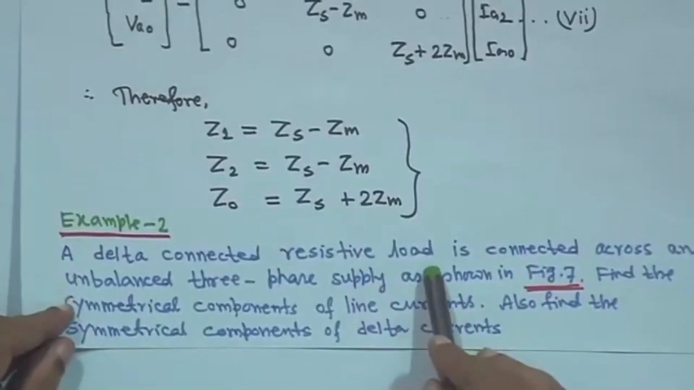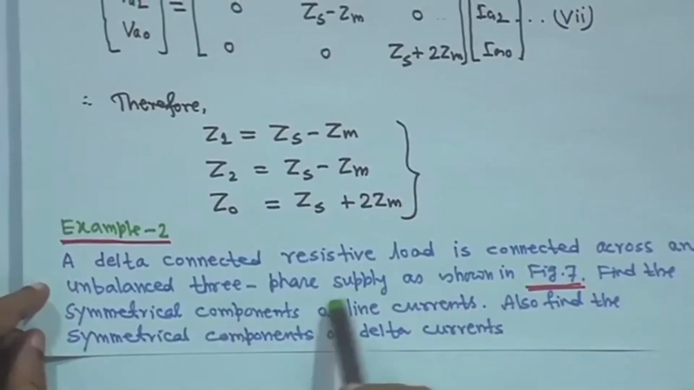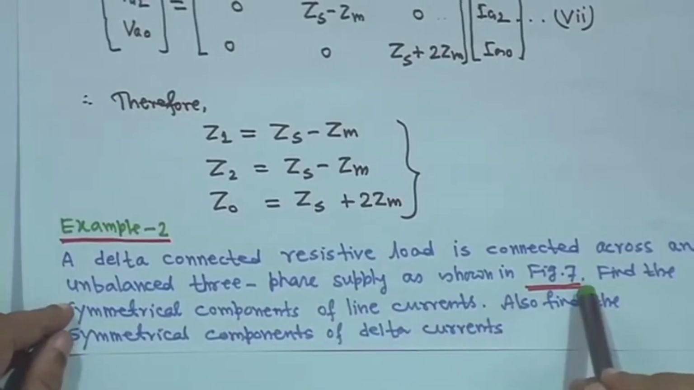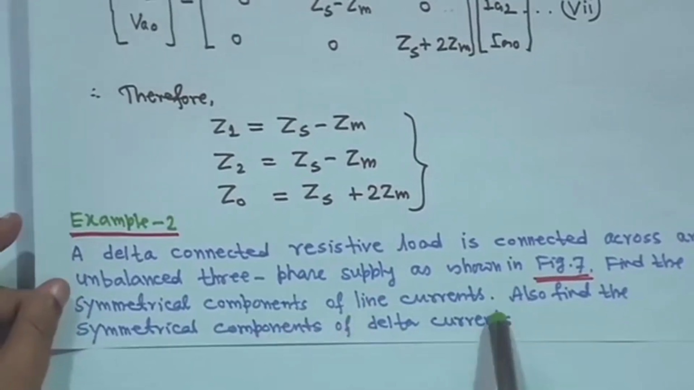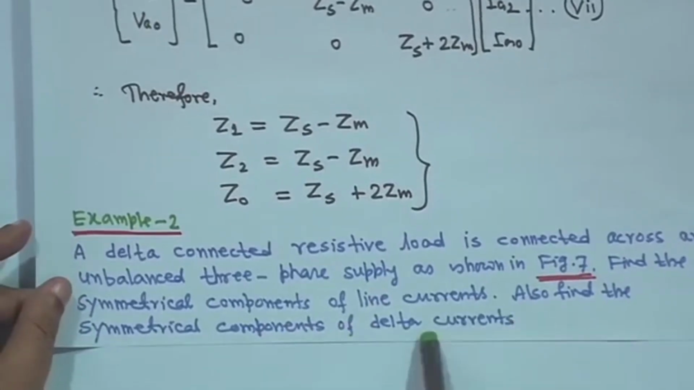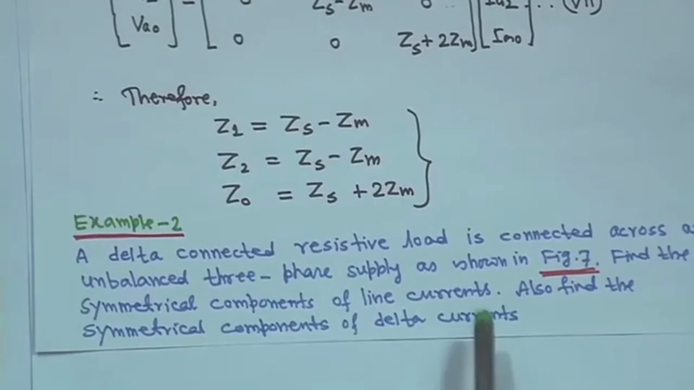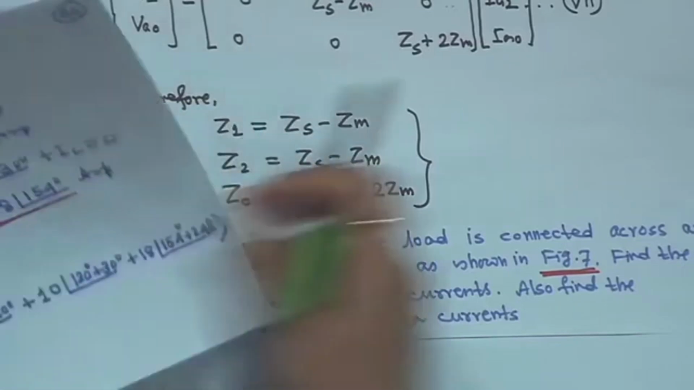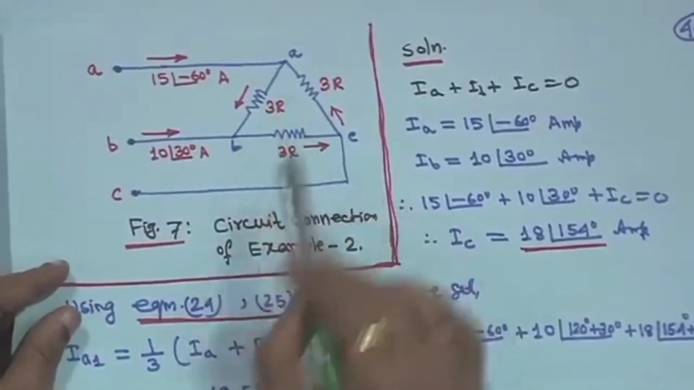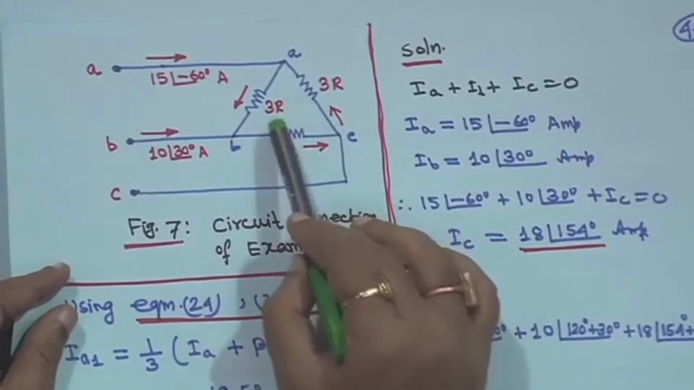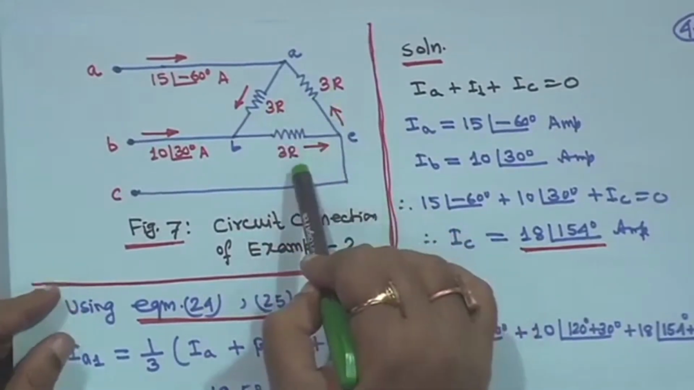A delta connected resistive load is connected across an unbalanced 3-phase supply as shown in figure 7. I will show you that. Find the symmetrical components of line currents, and also find the symmetrical components of the delta currents. Both you have to find out, the symmetrical component of line current as well as the symmetrical component of the delta current. So, this example is like this.